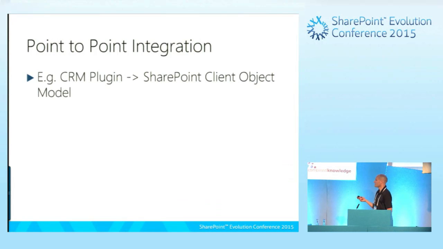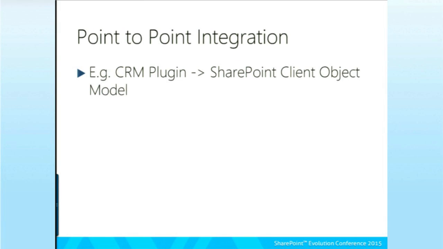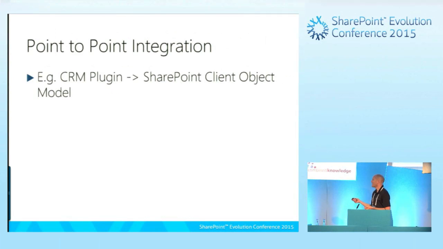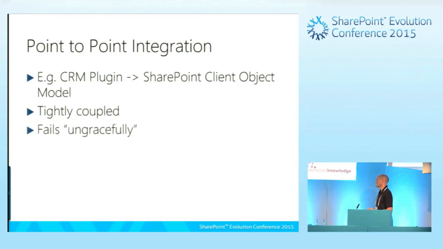So with the point-to-point integration, we're talking about a direct connection between two systems. So for example, a CRM plugin. So CRM plugin is kind of like an event receiver, basically. So something happens in CRM, triggers an event, we want to do something else. And that's a point-to-point type of integration that you could have. It's tightly coupled, so the two things are really connected together. And it fails ungracefully. And this is something that I'm going to talk about a bit, because for me, it's the single biggest advantage of using a service bus architecture is that you've got failing gracefully.